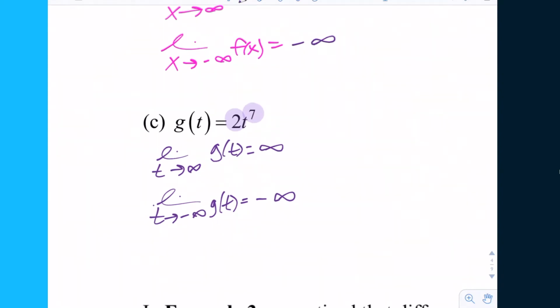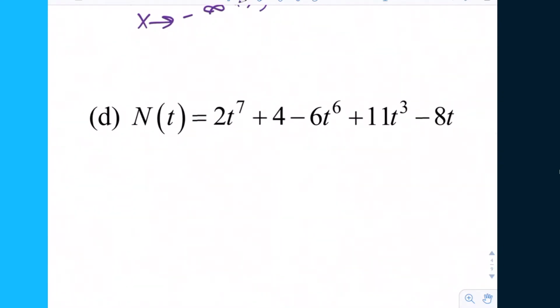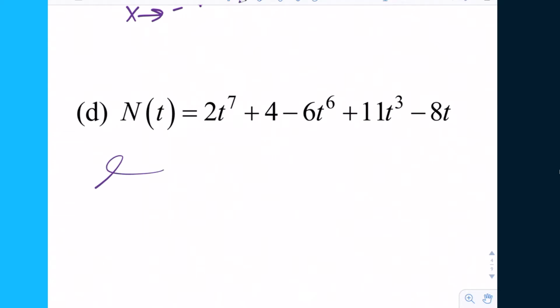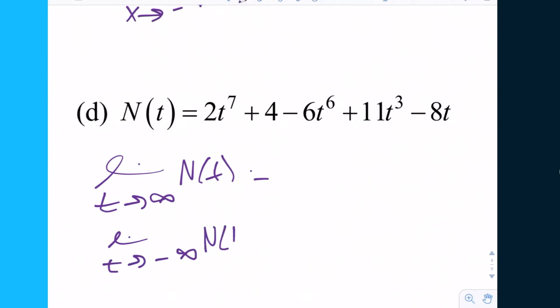Now, if I add a couple more terms to that one, I get letter D. The limit as t goes to infinity of big N of t, and the limit as t goes to negative infinity of big N of t. What's the degree of this polynomial? 7, right? We have the exact same leading term as we did before. We just have a bunch of other terms behind it.